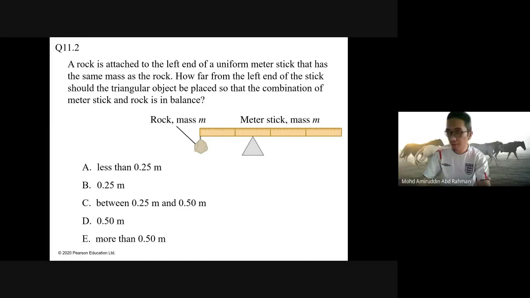Yes. All right. Okay, so you have a rock attached at the end of a meter stick, and then you want to balance that meter stick. So we are going to determine how far from the left end of the stick the triangular object should be placed.